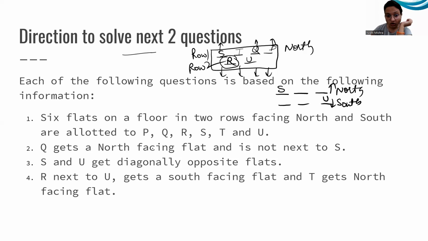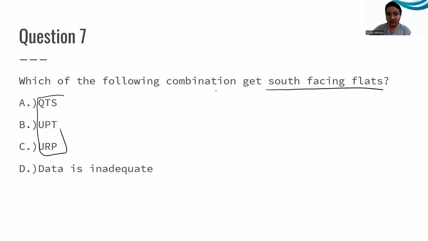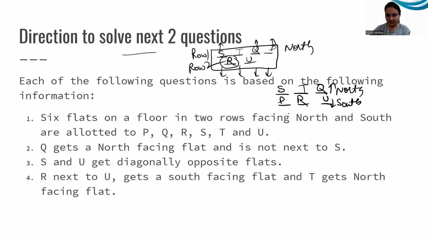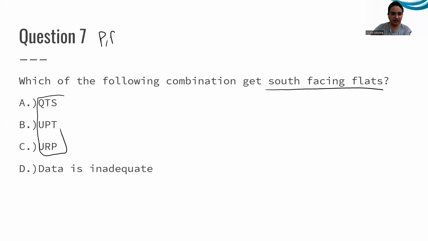So Q gets a north facing flat and is not next. North next. So this is Q. R next to U gets a south facing flat and T gets a north facing flat. So this is P. Correct? Now, which of the following combinations gets south facing flats? South facing flats: PRU. Does this combination exist? Q to S? No. UPT? No. URP. This is the answer. I am getting the answer.